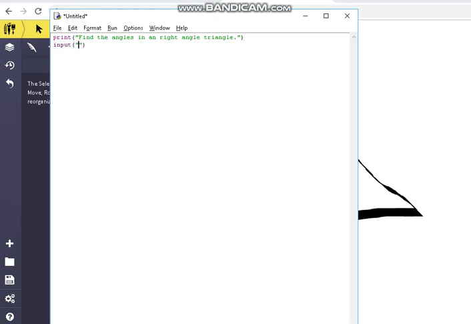First we have to know, do you have the opposite and/or adjacent? Actually no, let's ask for sine. So that's opposite and hypotenuse. There we go.